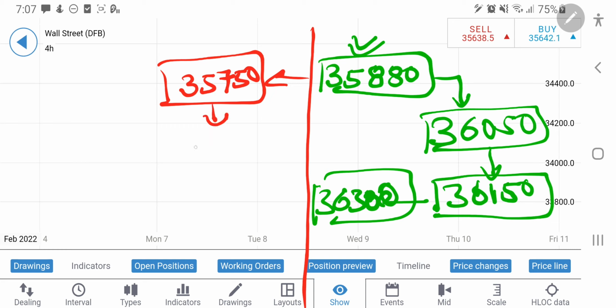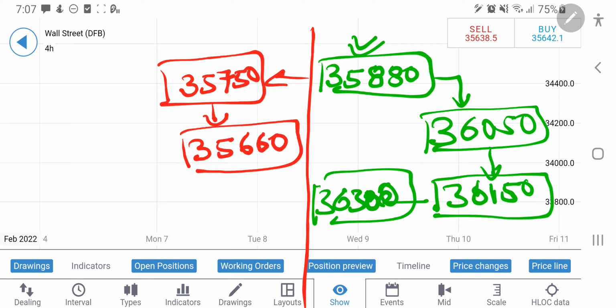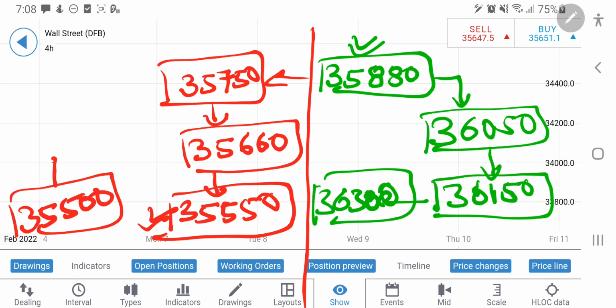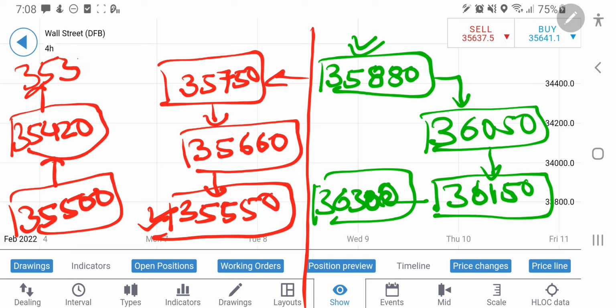Now below this it will try to head towards 35,660. Then 35,550. Now these levels will definitely provide a support. 35,550 is a very strong support. Only once it breaks below 35,550, I will recommend it to be bearish. Below that it will try to head towards 35,500, 35,420, and then 35,350.